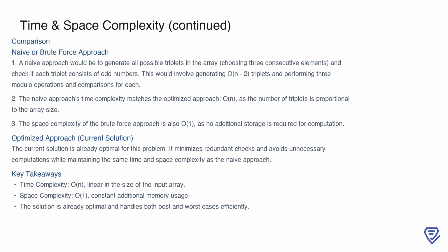The current solution, on the other hand, optimizes the process by minimizing redundant checks and avoiding unnecessary computations. Despite these optimizations, the time complexity remains O(n), and the space complexity stays O(1), matching the naive approach in terms of theoretical bounds. The key takeaway is that the current solution is already optimal, achieving linear time complexity and constant space complexity, while efficiently handling both best and worst-case scenarios.